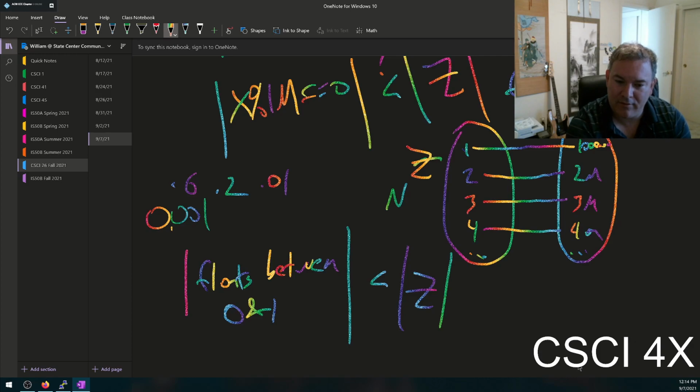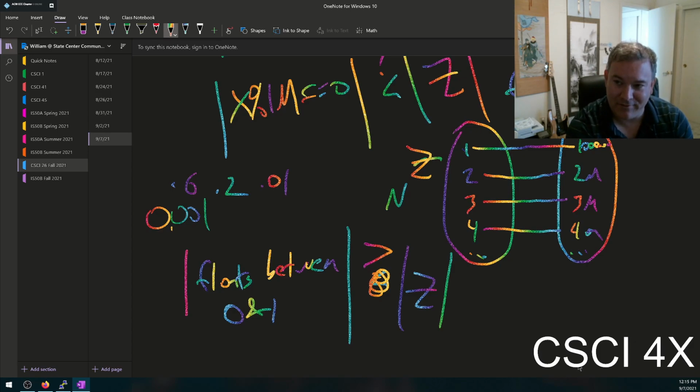The number of floating point numbers, numbers with decimals between 0 and 1, is that bigger than, smaller than, or equal to the number of integers? And the answer is... equals. Nope, not equals. There are more of these. There are infinitely more numbers between 0 and 1 than there are integers.